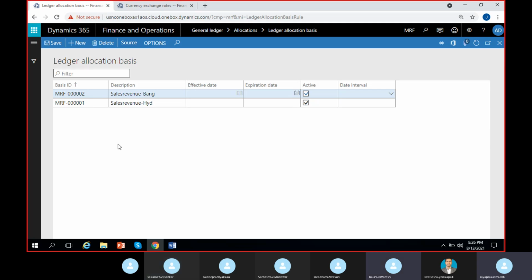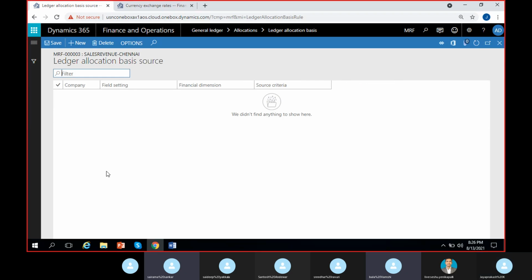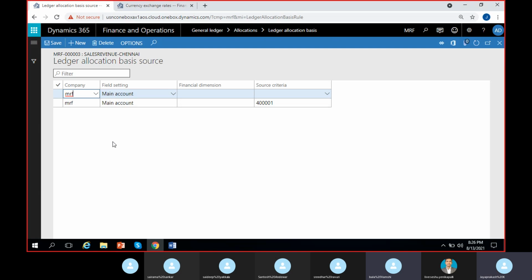Bala, it's for you. Yes. Go to new. Okay, new. And in the description, either give Chennai or like. Okay, sales revenue Chennai. And please select the active mode. Active. Then go to source. Then give new. New. And main account. Main account, yes. Select the account, that is the sales revenue account. Then add.